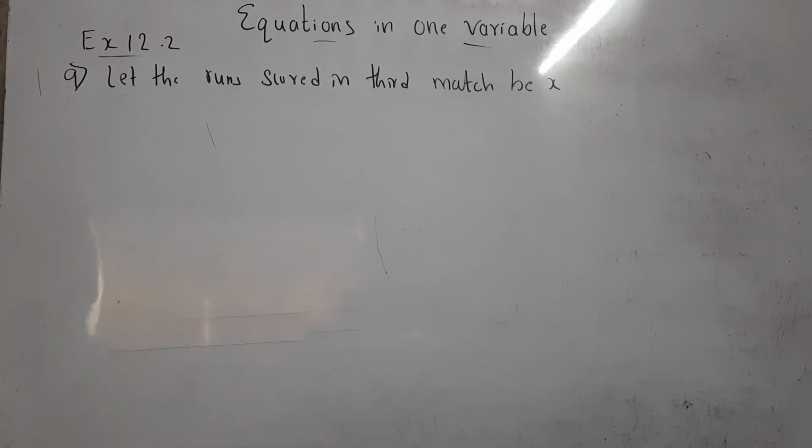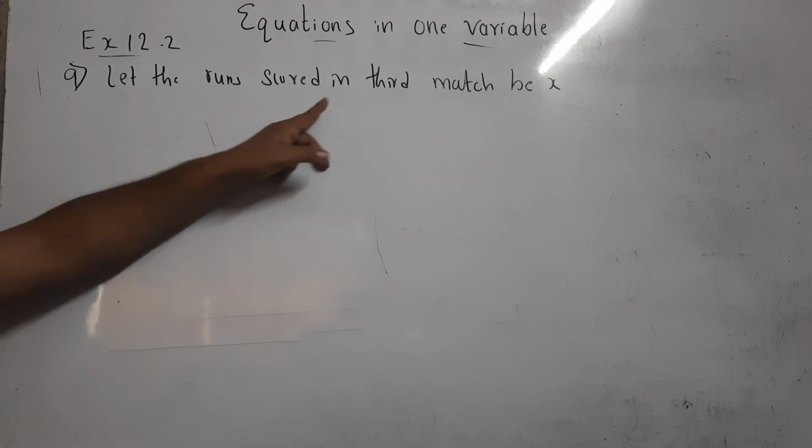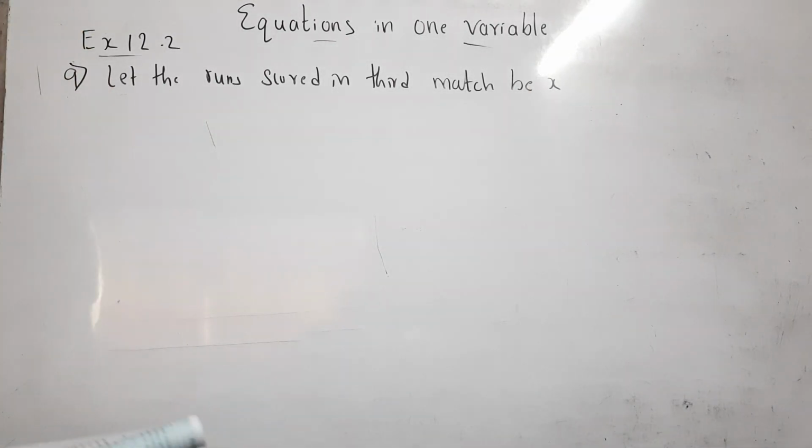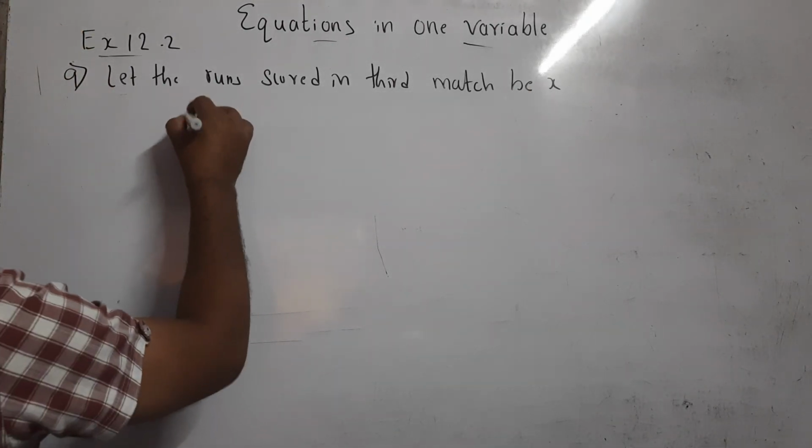Suppose 3 numbers are there, so we are adding the 3 numbers and dividing by 3. That is called average. Is it clear? If 5 numbers are there, we are adding the 5 numbers, divide by 5, that will be the average. The same way here also, let the run scored in the third match be x. So according to the condition, what the condition given here?